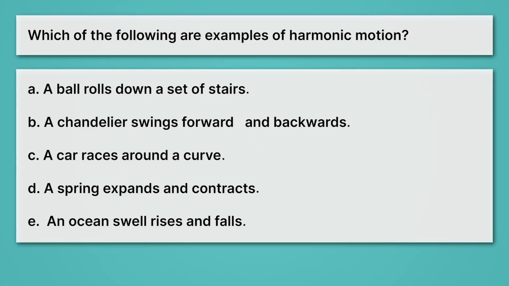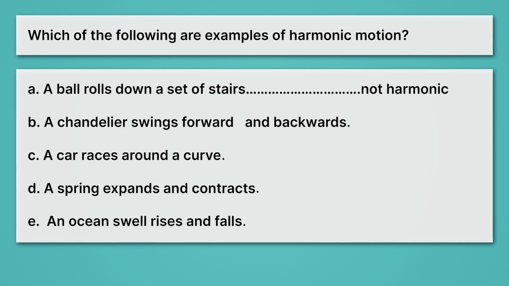Okay, last chance for you to practice. Which of the following are examples of harmonic motion? Pause the video and give this a try. Well, A is a ball rolls down a set of stairs. That's not harmonic. It might bounce down repeatedly, but it's not staying in the same spot. It's moving down the steps.